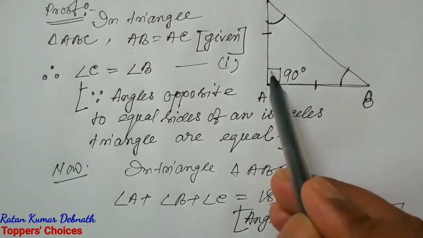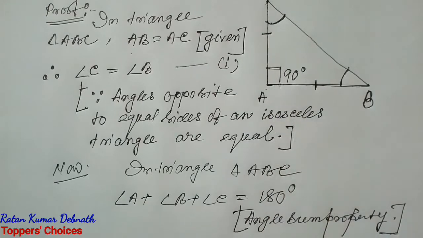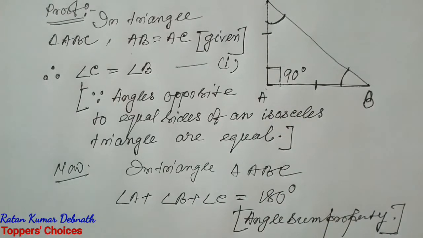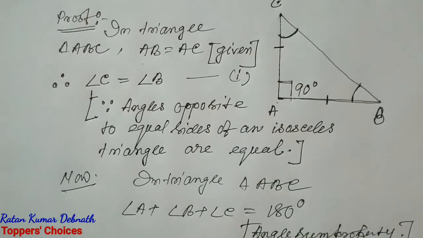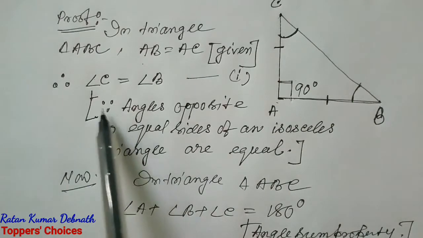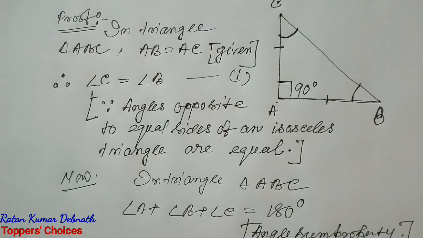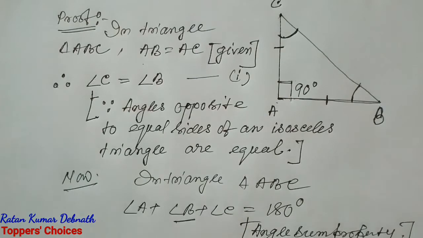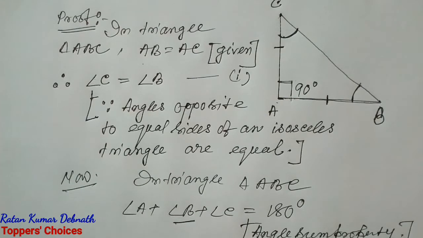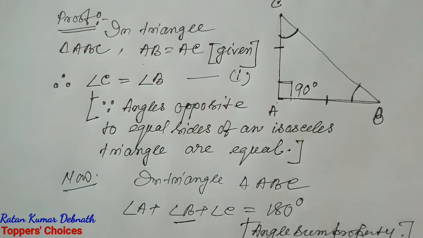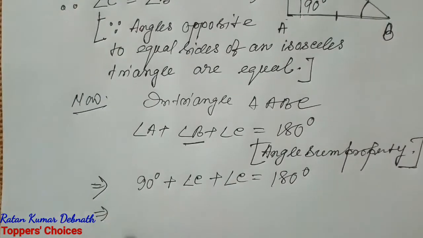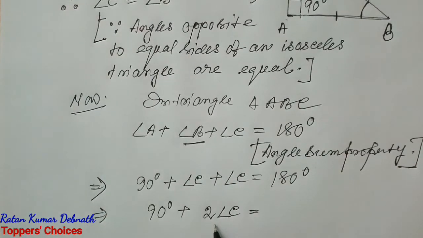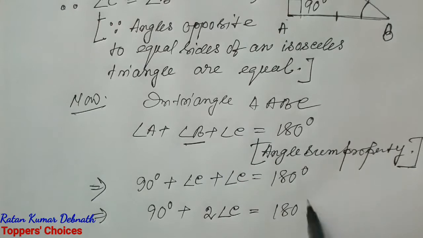Now according to question, angle A equals to 90 degree, so we put 90 degree here, and we already showed here angle C equals to angle B. Therefore in place of angle B I can put angle C, and another C is there. Therefore 90 degree plus C plus angle C equals to 180 degree, which implies 90 degree plus 2 into angle C equals to 180 degree.